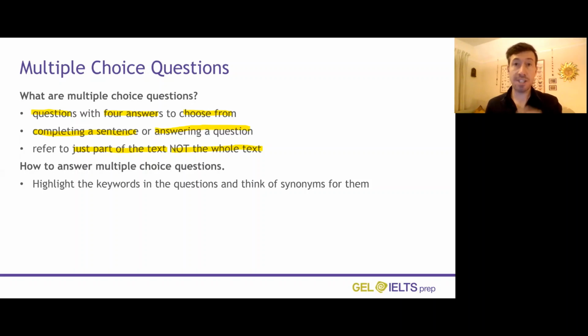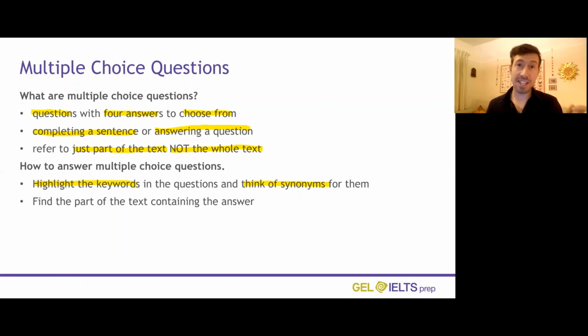Well, the first step with most IELTS questions is to highlight the keywords, and that's the same here. By keywords, we mean the most important words in the question. We're going to look at how to do this in a moment. And then you have to think of synonyms for them. So words that have the same meaning.